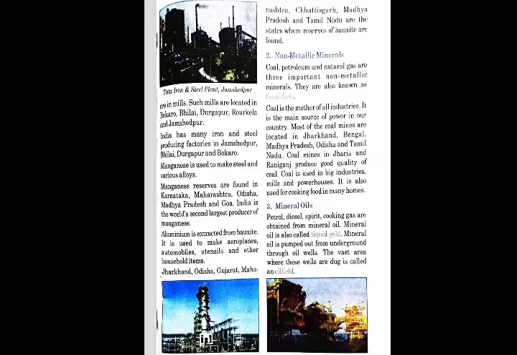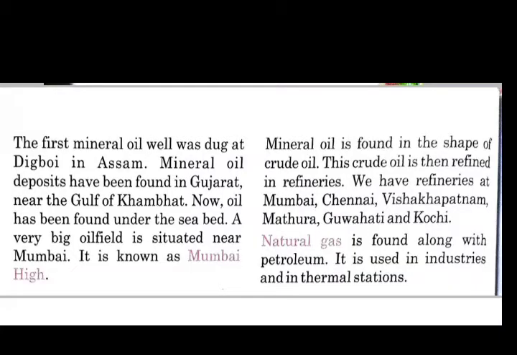It is taken out in the form of crude oil. Crude oil is refined in petroleum refineries. Petroleum is found in Assam, Gujarat, and off the Konkan coast at Bombay High. Besides being a good fuel, petroleum also gives us diesel, kerosene, plastics, spirit, and cosmetics. The area where these mineral oils are dug is called an oil field. And the first mineral oil well was dug at Digboi in Assam.